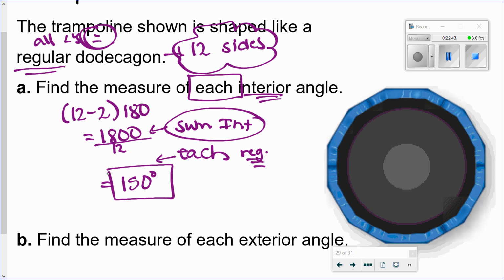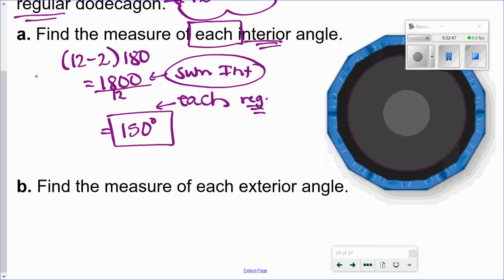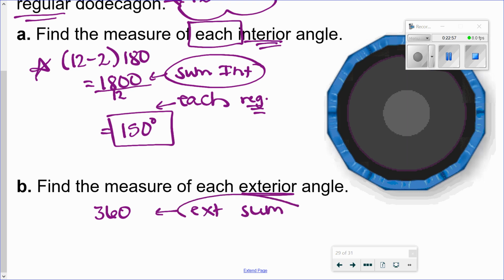Now the next one, when you do exterior, it's so much easier. You don't have to go through all of this work. We know that the exterior sum is 360. Now to find each, since they're all the same, you're going to divide by the number of angles there are, and you get 30. Oops, I said 36. That's not right, it's 30.